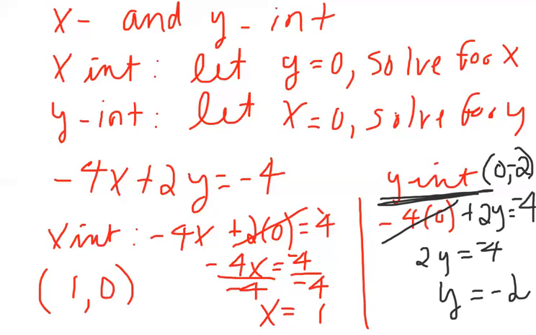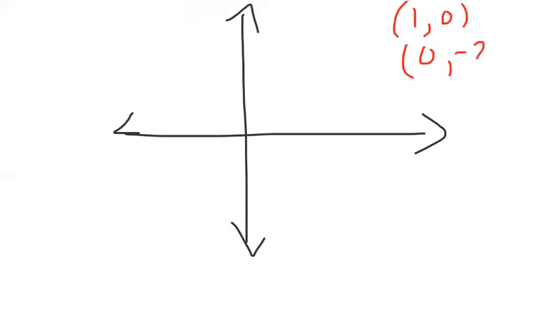So you go to the xy plane, and let me do a quick sketch right here. I am going to go to the xy plane, guys. Remember, for this one right here, the x-intercept is (1, 0), while the y-intercept is (0, -2). So this is your y, and this is your x-intercept right here.